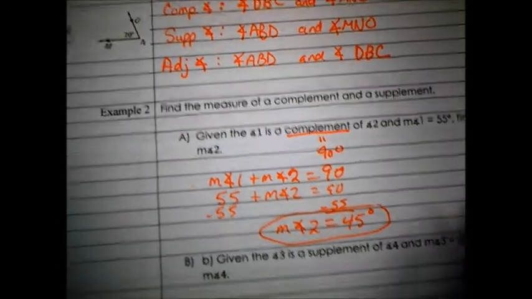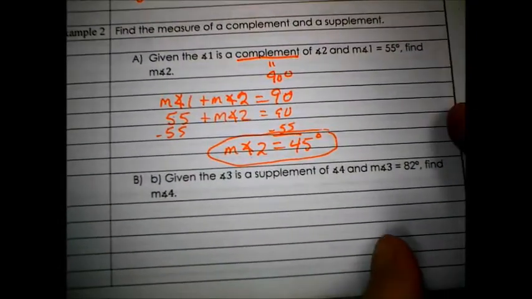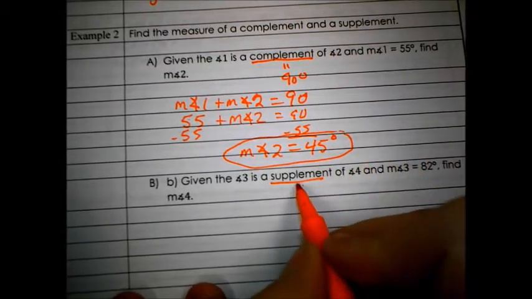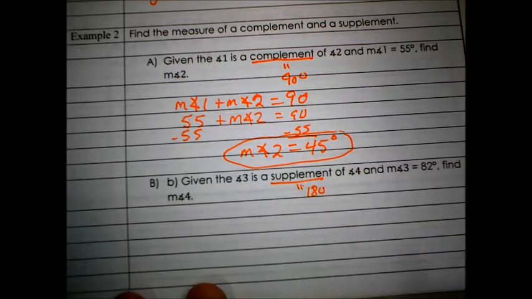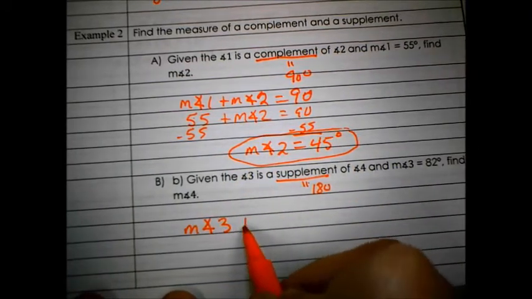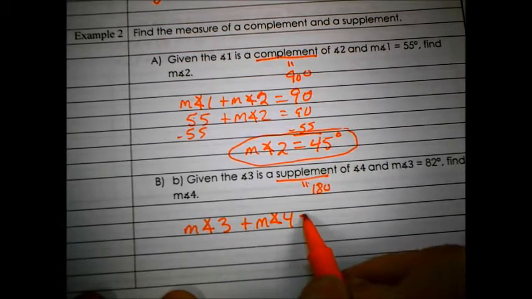On B, it's kind of the same scenario, except this time they're saying they want the supplement. Remember, a supplement is 180 degrees. So for this, I would have the measure of angle 3 plus the measure of angle 4, and this time they would have to equal 180 degrees.